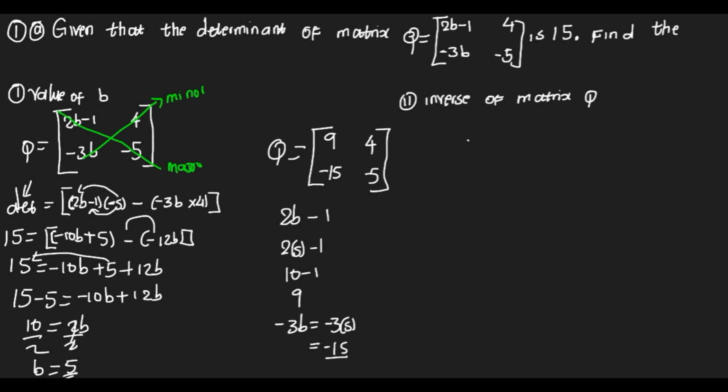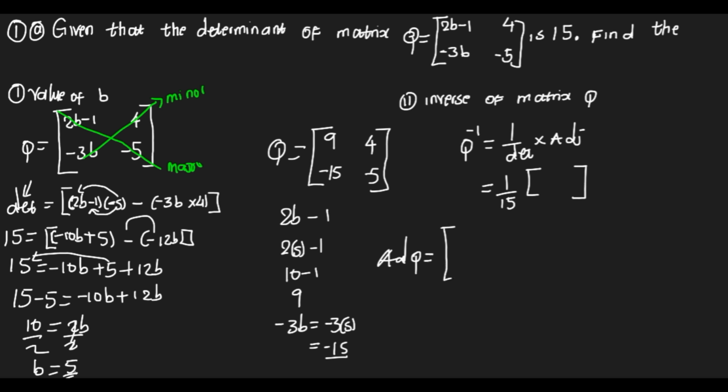So the symbol for inverse is any letter raised to the power negative 1. Then the formula is 1 over determinant times its adjoint. So 1 over the determinant is 1 over 15. Now we just have to find the matrix for the adjoint, so the adjoint for matrix Q.